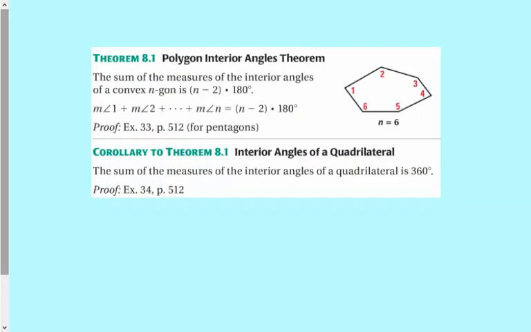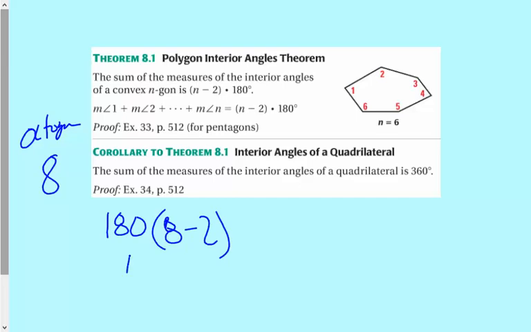So there you go. If I have an octagon, what I would do is 180 times, an octagon has 8 sides, 8 minus 2, so that'd be 180 times 6. And that would be 1080. So there you go. This you really don't need to know. A quadrilateral is 360. You can just use the formula, so 4-sided. But if you want, that's that.